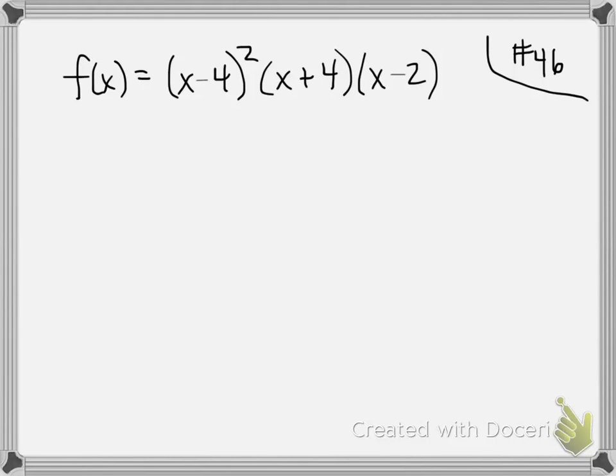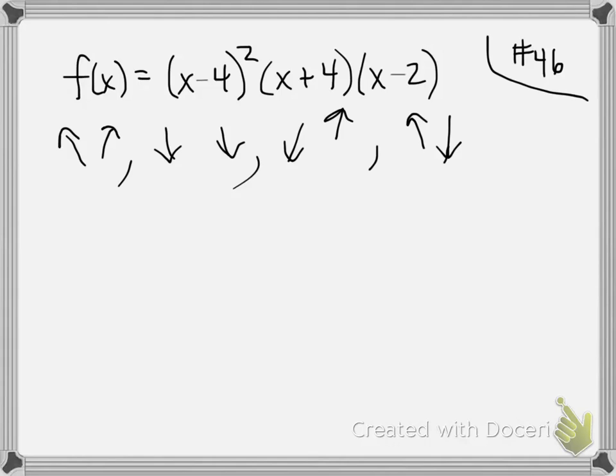All right, let's talk about number 46 in the homework. So given a polynomial in factored form, I'm going to walk you guys through how to answer all the pieces and parts. All right, so the first question they want is the end behavior. So do both ends go up? Do both ends go down? Or do we have behavior that is more indicative of an odd degree polynomial?